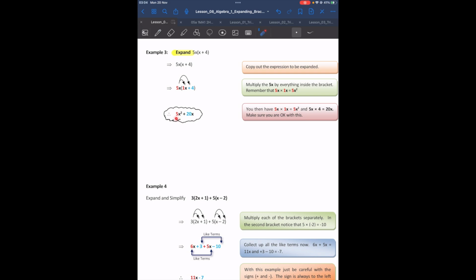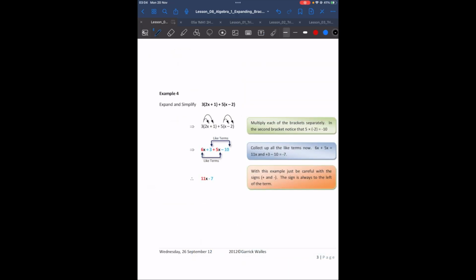Note that the x squared and the x term are not like terms, and we cannot simplify this expression any further. The next expression looks a little bit complicated. It's a little bit longer than the expressions that we've been dealing with, but it's actually fairly straightforward. The key thing to note is the wording. This time we have expand and simplify.